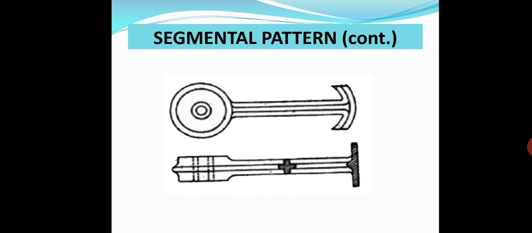So this is the drawing of a segmental pattern. A small portion is pivoted, which will create part by part the total mold. So this is all about the types of different patterns. In the next video we will discuss the pattern allowance.